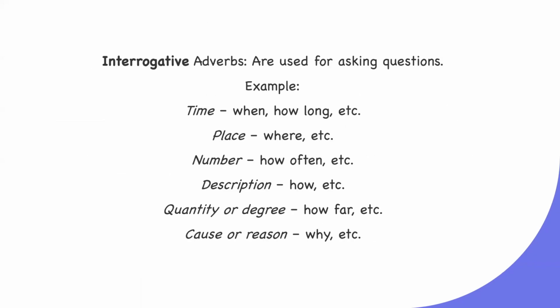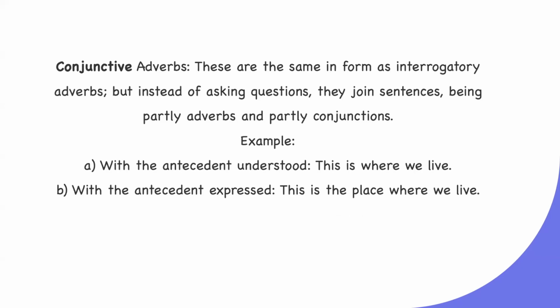Interrogative adverbs are used for asking questions. For example, in time, when, how long; place, where; number, how often; description, how; quantity or degree, how far; cause or reason, why. Conjunctive adverbs, they're in the same form as interrogatory adverbs, but instead of asking questions, they join sentences, being partly adverbs and partly conjunctions. For example, with the antecedent understood, this is where we live. With the antecedent expressed, this is the place where we live.